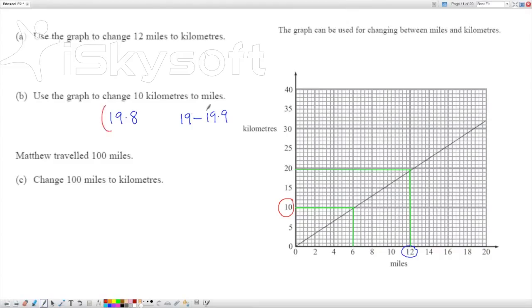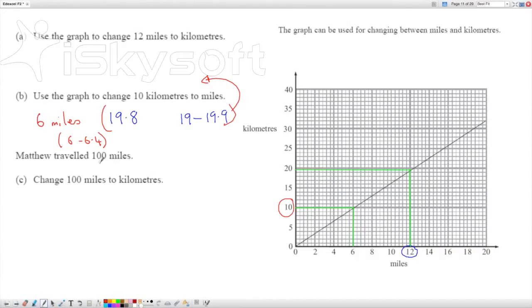I just popped that in the wrong place. So that is the answer to part A. And here, 10 kilometres is equal to 6 miles. Again, there is a margin within what the examiner will accept, between 6 and 6.4.